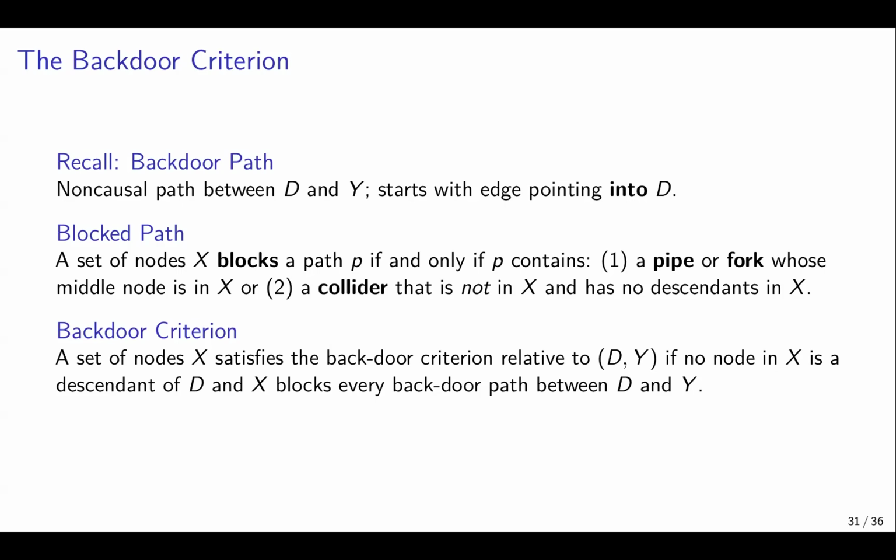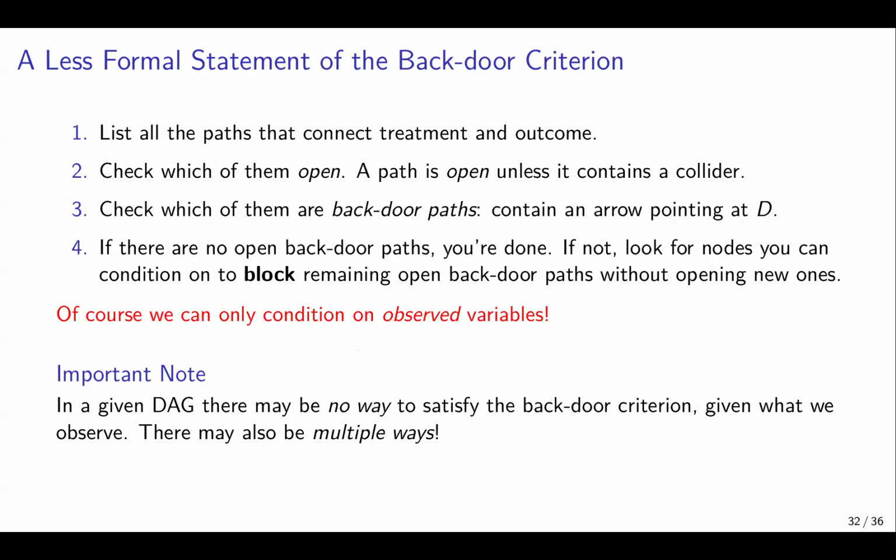So what the backdoor criterion says is that a set of nodes x satisfies the backdoor criterion relative to d, y if no node in x is a descendant of d, and x blocks every backdoor path between d and y. So that is the name of the game. We want to try to find a set of nodes x such that we can block all these backdoor paths, and we're not going to condition on these descendants of d. Okay, that's very formal. That's very abstract.